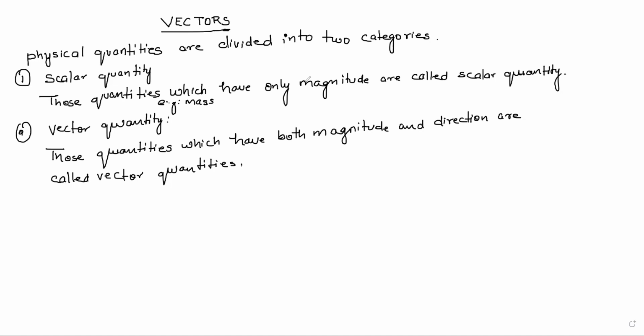Now next is vector quantity. Those quantities which have both magnitude and direction are called the vector quantities. For example, displacement, velocity, acceleration. Okay, so these are the vector quantities. Any doubt in this?